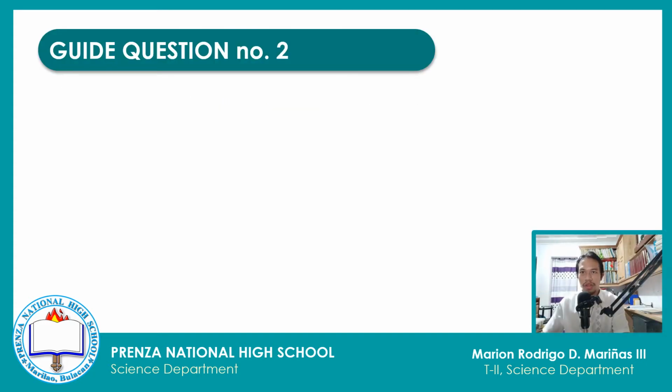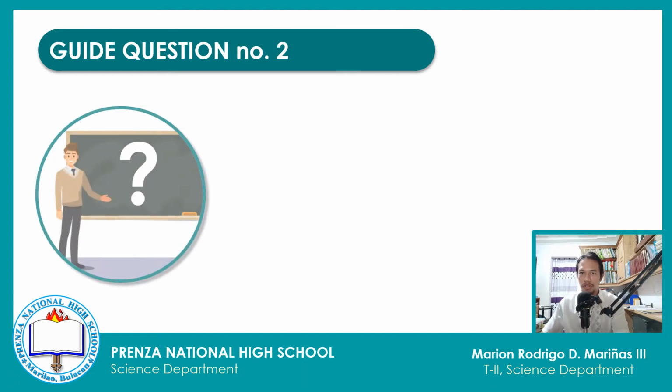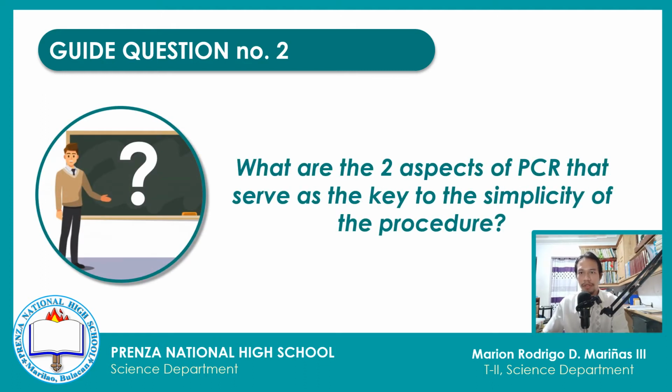Before we proceed to the next part of the discussion, please answer this question. What are the two aspects of the PCR that serve as the key to the simplicity of the procedure? Please write your answer on your activity sheet. You may pause this video while answering, and once you're done, you may now proceed to the next part of the video lesson.